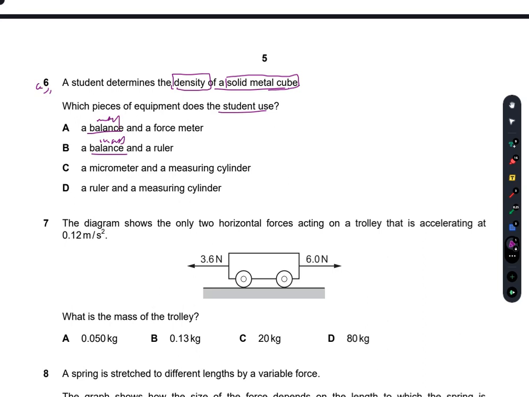So C and D do not contain a mass or a mass measuring object. So C and D both are incorrect, and he will never use a force meter. He does not have to calculate the force in newtons here. He has to measure the length and then multiply length into length to get its volume. So he will use a ruler since it is a metal cube. So B would be the right option.